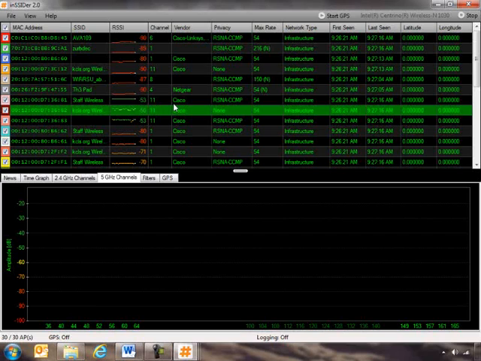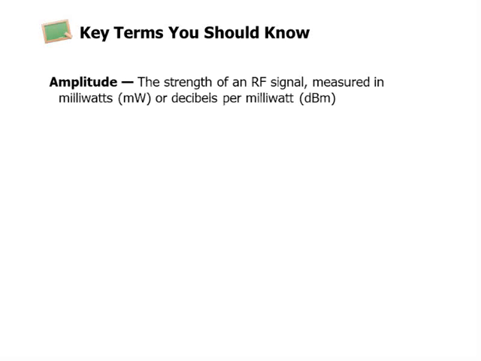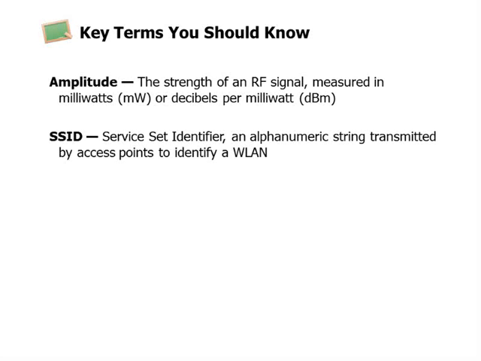So again, just a brief look at some of the tools that you can work with in terms of wireless network connectivity. So just some terms to be familiar with as we summarize this lesson. The first is amplitude. Remember, this is the strength of an RF signal measured in either milliwatts, mW, or decibels per milliwatt, dBm. SSID, or Service Set Identifier, is an alphanumeric string transmitted by access points to identify a specific wireless LAN, and client radios associate with that SSID.